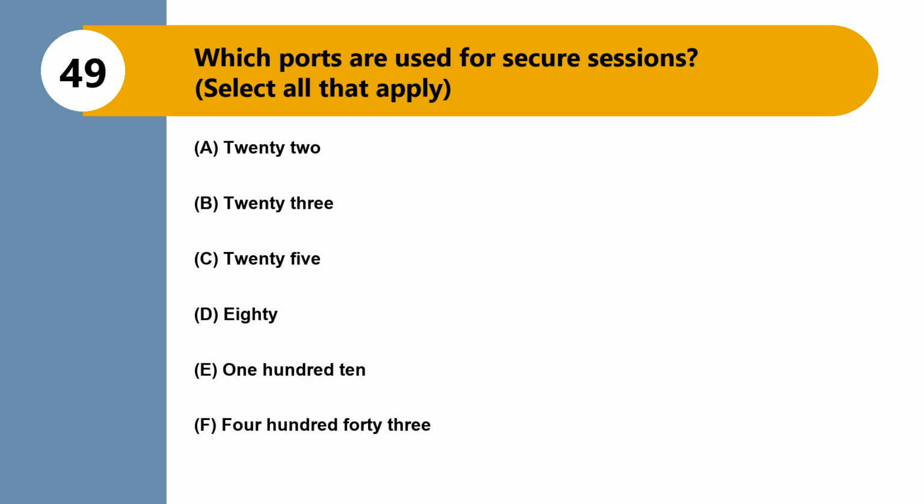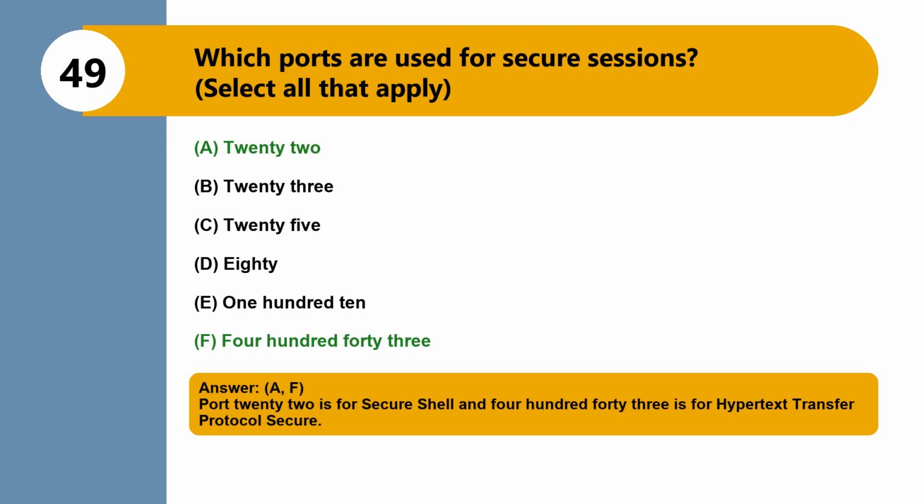Question 49. Which ports are used for secure sessions? Option A, 22. Option B, 23. Option C, 25. Option D, 80. Option E, 110. Option F, 443. The correct answers are options A and F, 22, 443. Port 22 is for Secure Shell and 443 is for Hypertext Transfer Protocol Secure.